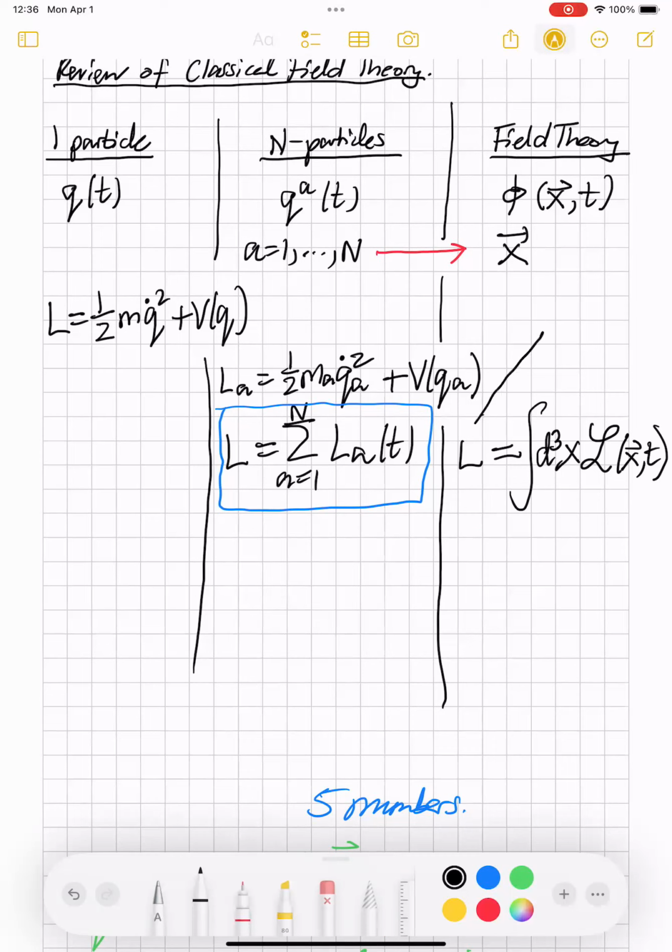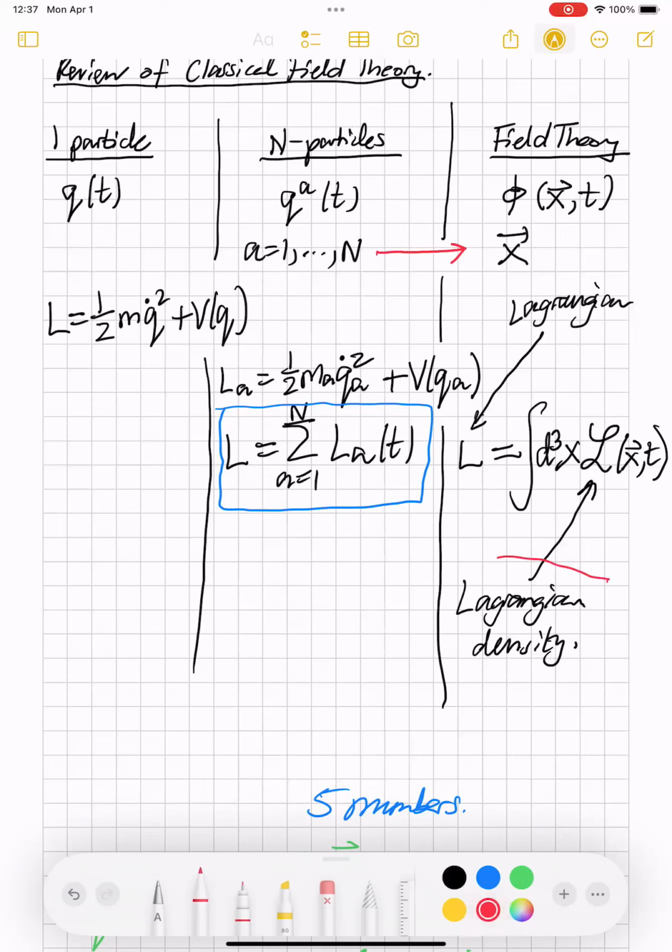L is called the Lagrangian. And curly L here is called the Lagrangian density. Now, in field theory, the thing that we focus on, the thing that is important, is the Lagrangian density. So the next thing that I want to explain is, why do we focus on the Lagrangian density and not the Lagrangian?